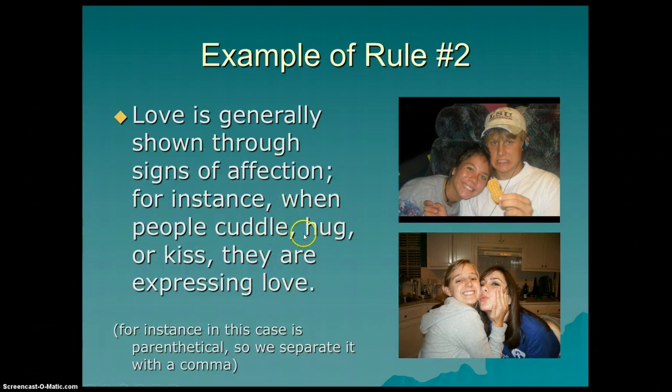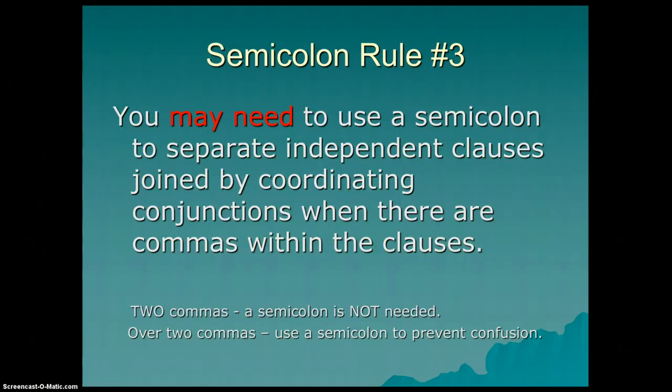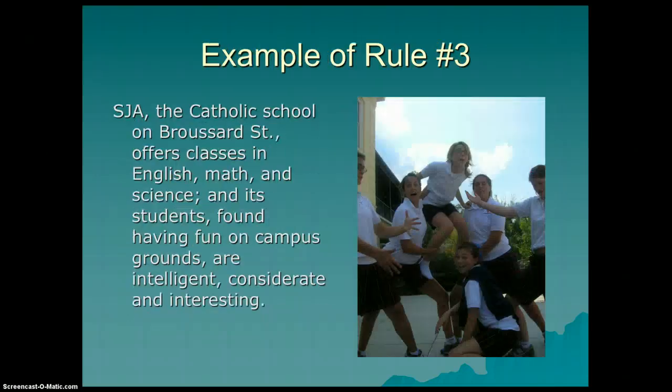your second independent clause. Rule 3, you may need to use a semicolon to separate independent clauses joined by coordinating conjunctions when there are commas within the clauses. Okay, so if you have 2 commas, you don't need the semicolon, but more than 2 commas in one of the clauses, then you use a semicolon. And here's the rule in effect. So SJA, the Catholic school on Broussard Street, offers classes in English, math, and science. So that's one independent clause that has more than 2 commas in it.